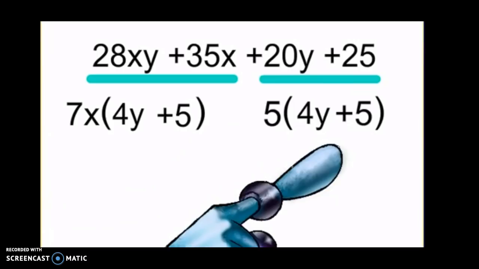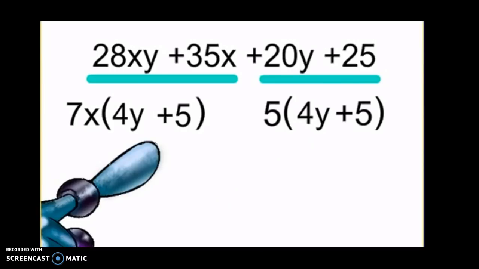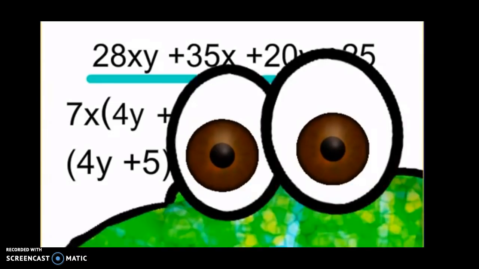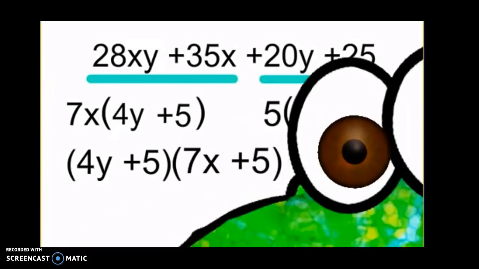We have a 4y plus 5 and a 4y plus 5 in parentheses, so we can factor 4y plus 5 out. We are then left with a 7x and a positive 5. So our answer is 4y plus 5 times 7x plus 5.